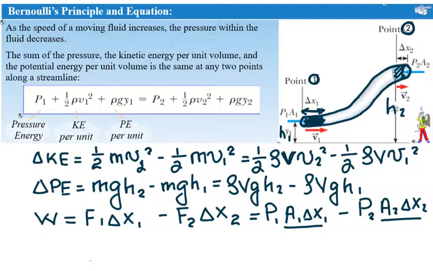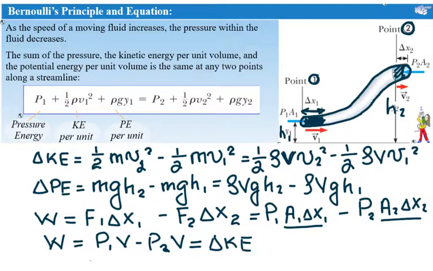So this is part of the volume, so I can say that the work is equal to P1 V minus P2 V. But the work is also equal to the change of the kinetic energy plus the change of the potential energy. So from here, this is where our equation will come.